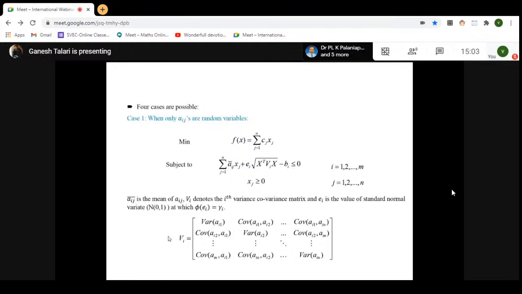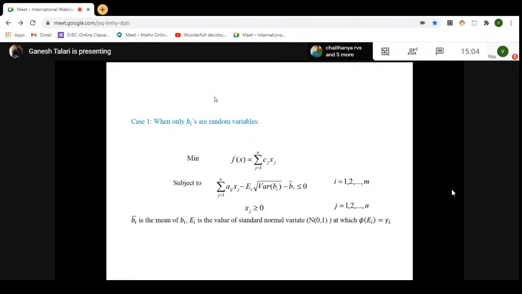Got it? So instead of the random variable Aij, I have replaced it with the mean of that random variable and its variance. The variance comes into the picture because the number of variables is very high, with j ranging from 1 to n, so I have taken the variance-covariance matrix. Got it? This is the case when only Aij are random variables, because Aij has been replaced with Aij bar, and in the constraint the variance comes into the picture. Bj I have considered deterministic, and Cj also deterministic.